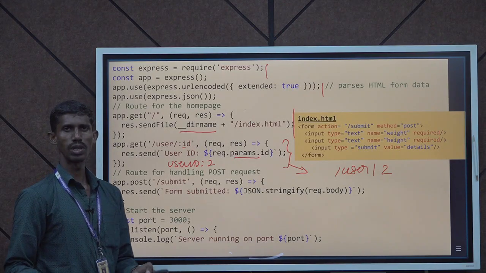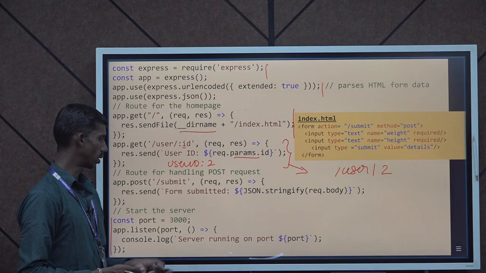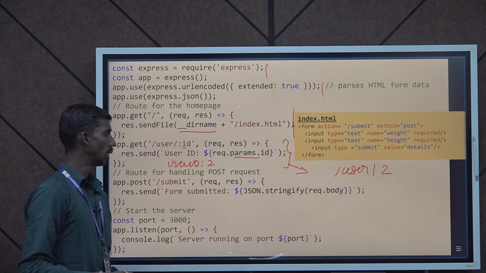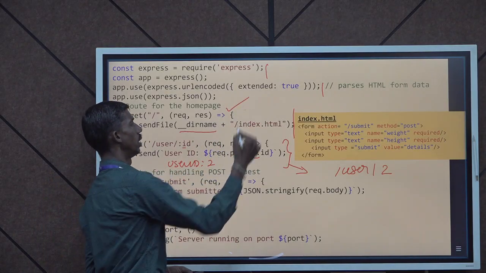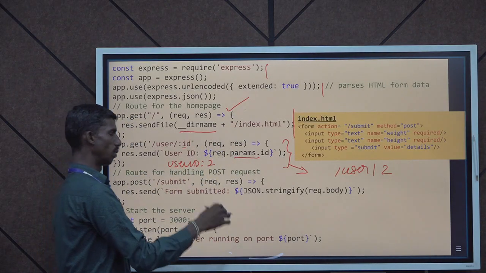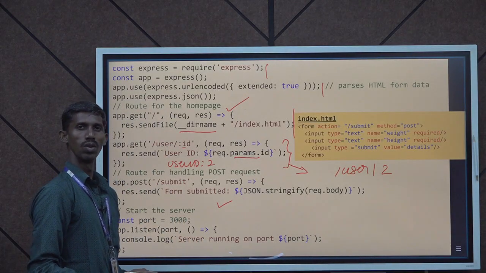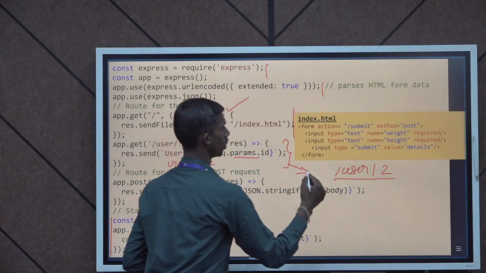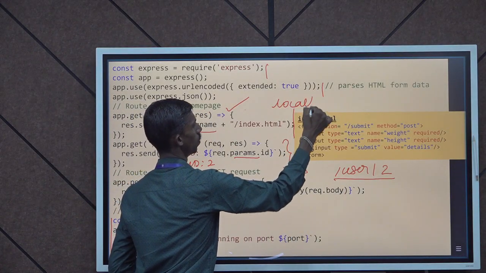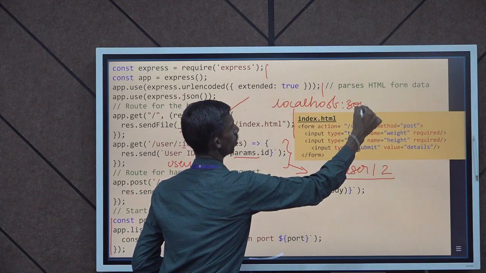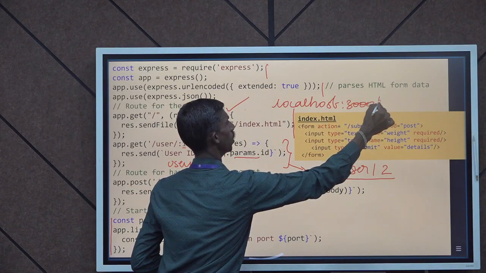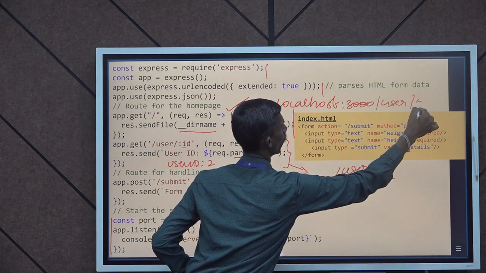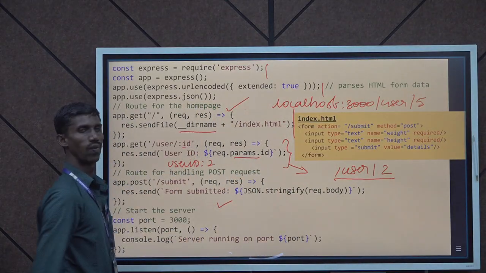The final part is that the server should listen; the default port number here is 3000. It listens on the port whenever we execute this application. First, the home page is loaded, the index file is loaded. After the submission, the post request happens. When you work with the parameter, we need to use the URL like localhost colon 3000 slash user slash the ID, say 5, then it displays the user ID is 5.